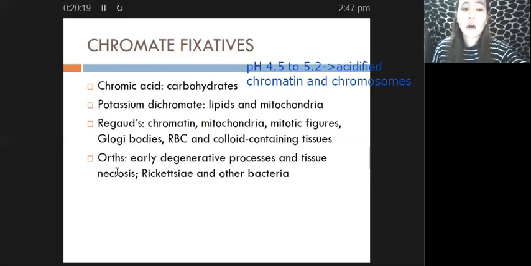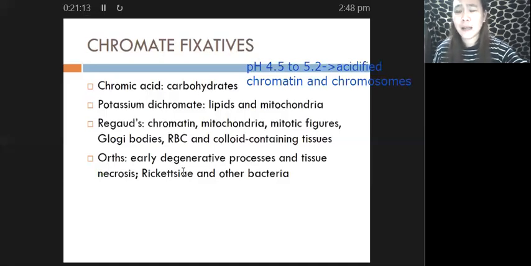Your ORTS chromate fixative is utilized for the preservation of early degenerative processes as well as tissue necrosis. That means if you want to observe the progression of your degenerative process, a fixative that you can use in order to examine it is your ORTS fluid. So you would be able to observe the early stages of degeneration, and of course, you would also be able to observe the later stages of the degenerative process, such as in the case of your tissue necrosis.